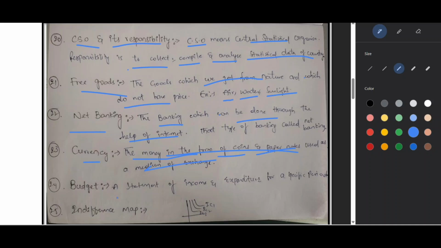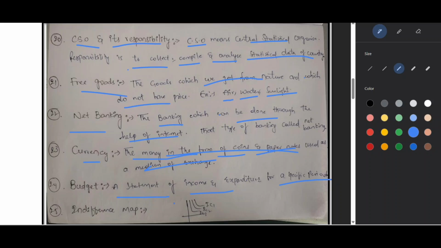Next, budget. What is budget? Budget means income and expenditure for a specific period of time. It shows how much government has to spend, how much government has to earn. The difference between the government expenditure and the government income is itself called budget.